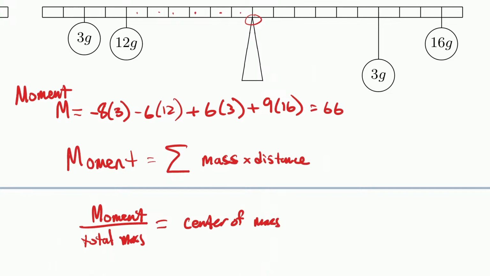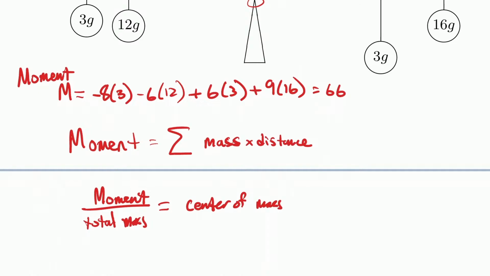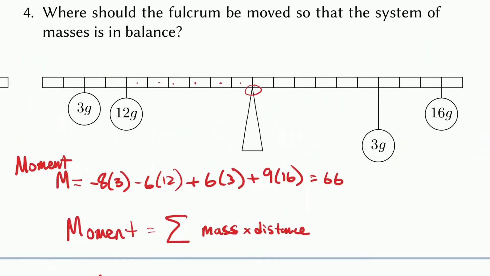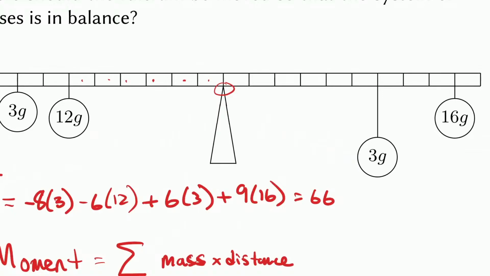So the total mass here is 16. Here again, I don't trust myself. 16 plus 3 plus 12 plus 3, and I get 34. So I'm going to take 66 divided by 34 and get not a nice integer, but that's okay, 1.94. So what that means is if I were to take this fulcrum and slide it over to right here, 1.94, then this would actually balance perfectly that thing there.